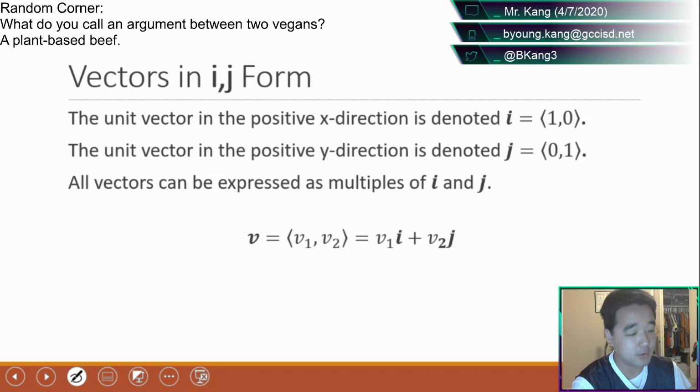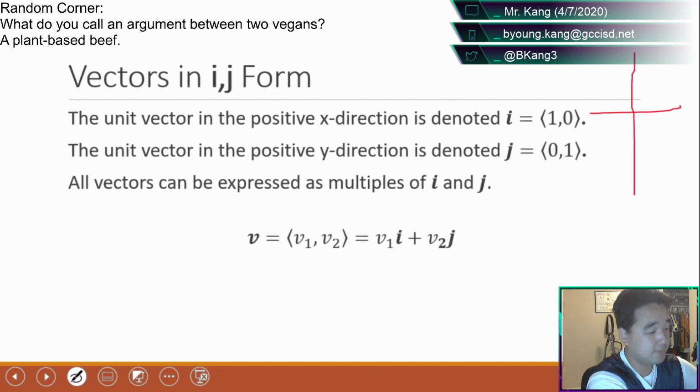Okay, so now that we know what a unit vector is, we have two unit vectors that we use to standardize vectors all the time. It's one going in the x direction, one going in the y direction. So let me draw a quick picture of these.